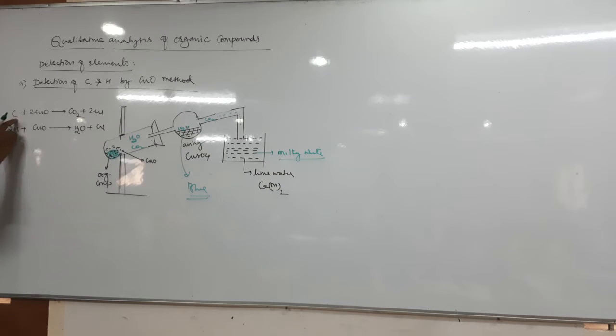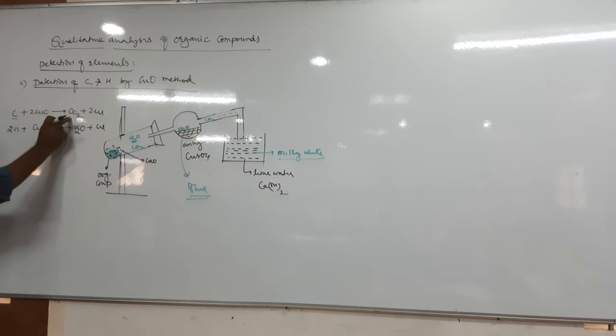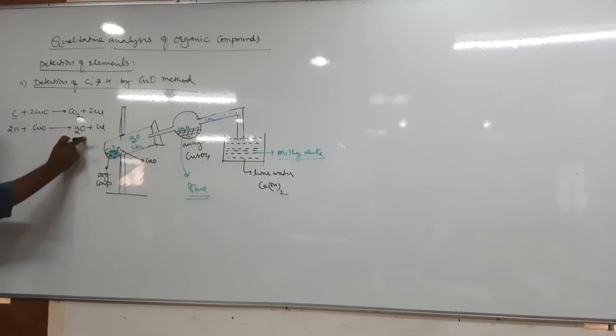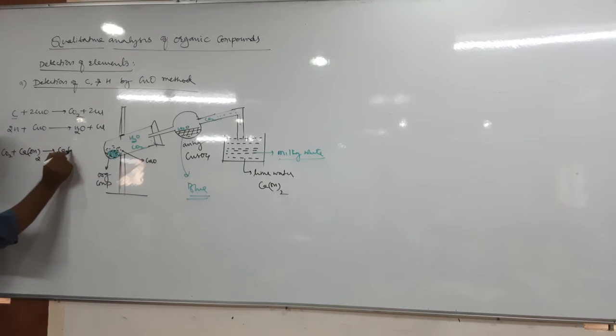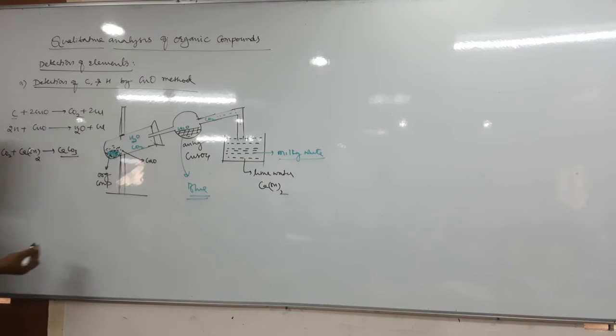Okay, now see the reaction. This is an organic compound containing carbon. It is an organic compound containing hydrogen. The carbon is oxidized to carbon dioxide, and hydrogen is oxidized to water. Now this carbon dioxide is passed through the lime water. What is the reaction? Carbon dioxide plus calcium hydroxide gives calcium carbonate. This is a milky white substance. Yes or no?